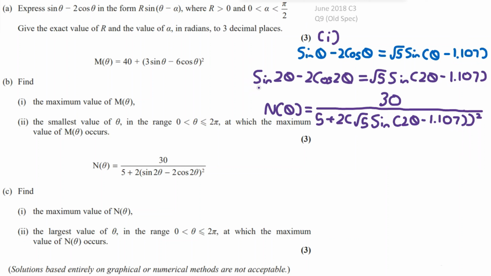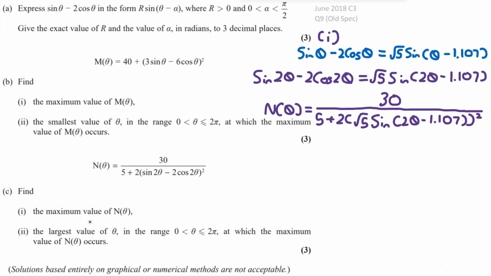So therefore what we can do is we can make the substitution for sin of 2 theta minus cos of 2 theta in order to rewrite n of theta like this, where we have the 5 sin of 2 theta minus 1.107. We have this power to the 2 here. Don't forget that, that's really important, and we'll talk about why in a sec.